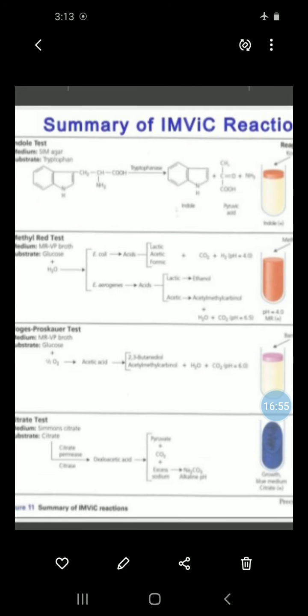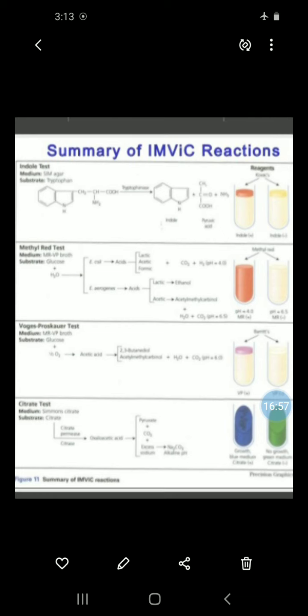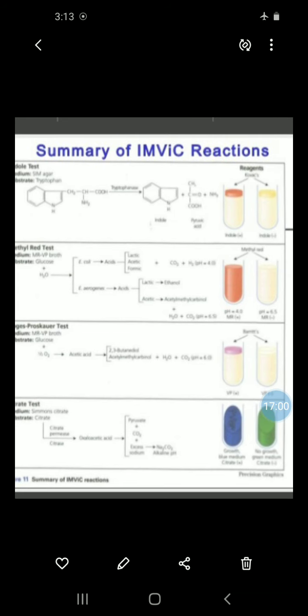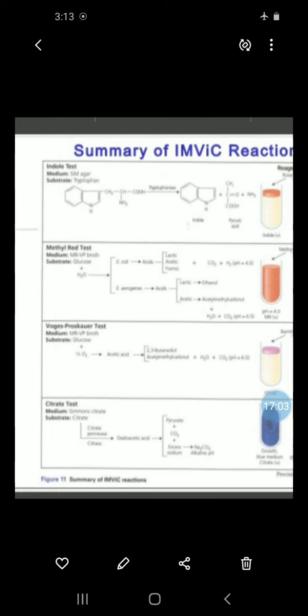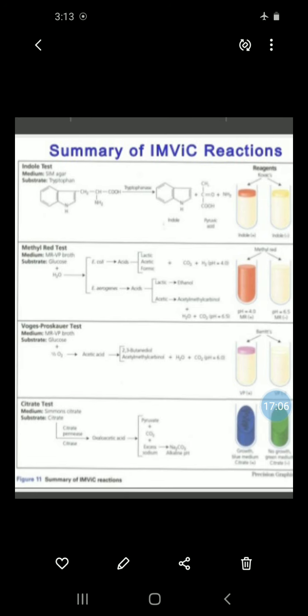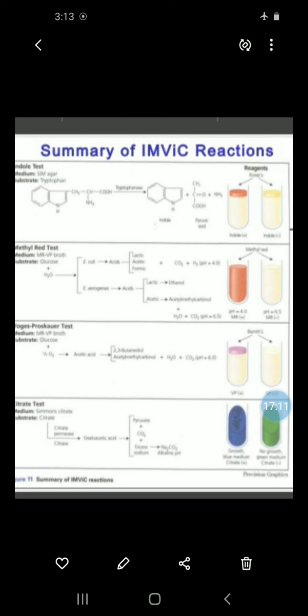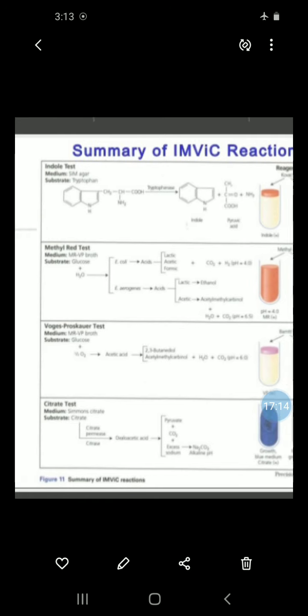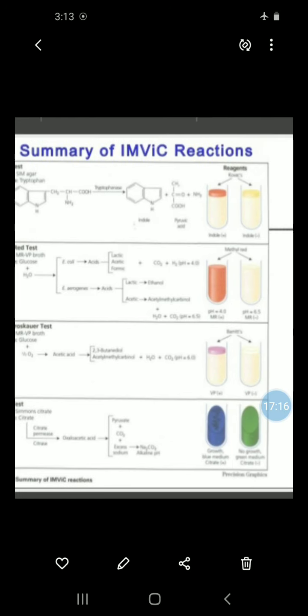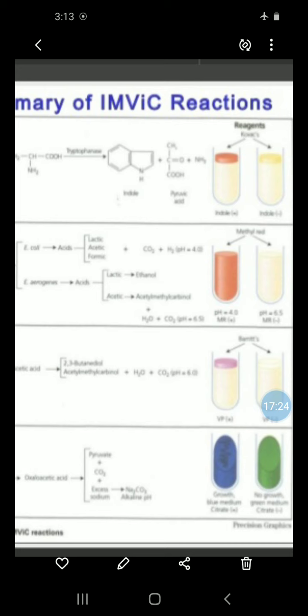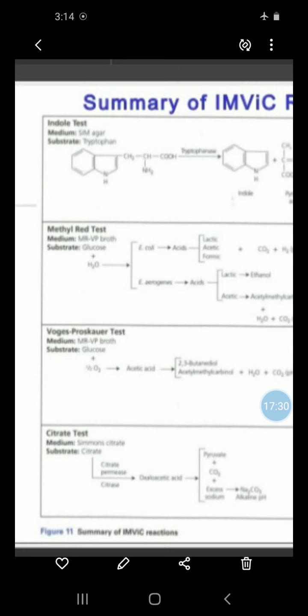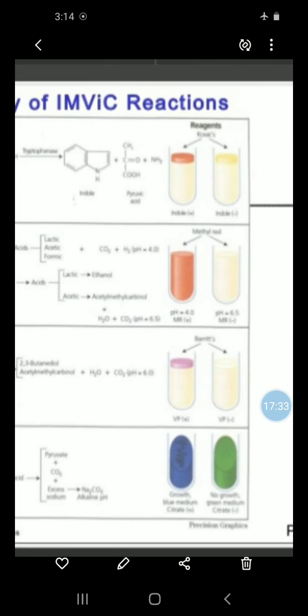Then what reagents are used in each test? In the indole test, Kovac's reagent is used. In the methyl red test, methyl red is used. In the Voges-Proskauer test, Barritt's reagent is used, as I said earlier in the procedure. And in the citrate test, bromothymol blue acts as an indicator.